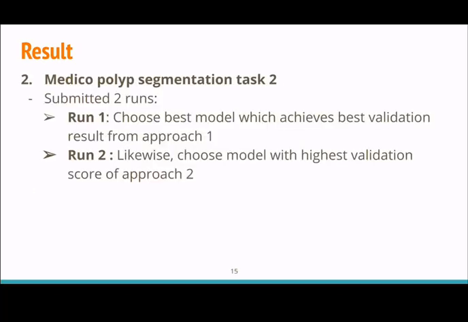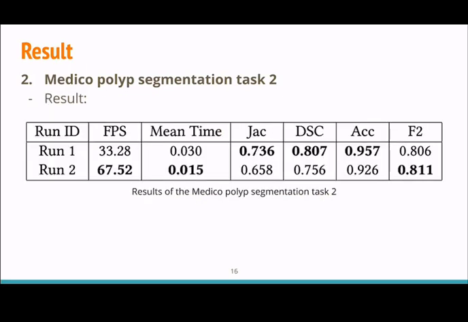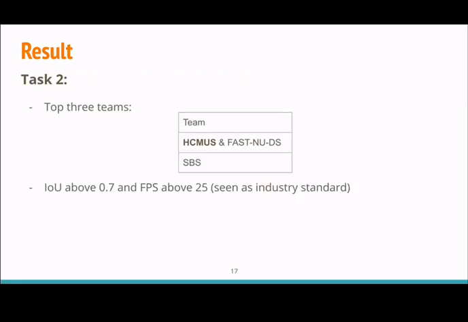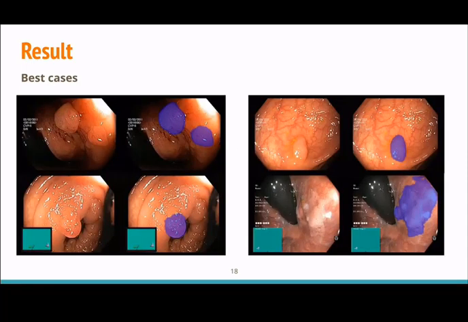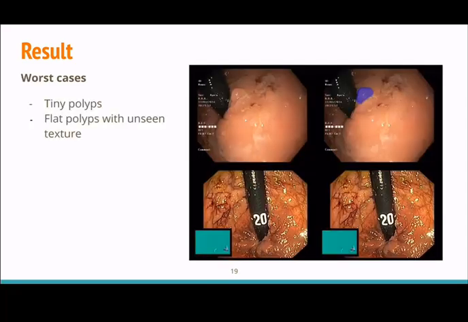For the second task, we submitted 2 runs without using any examples to evaluate the time performance, and this is the respective result of each of our runs, where run 1 wins the first position in this task overall. For examples of our results, these are the best cases, where we can call them regular cases. And the worst cases of our performance are on the tiny polyps or flat polyps with unseen texture.